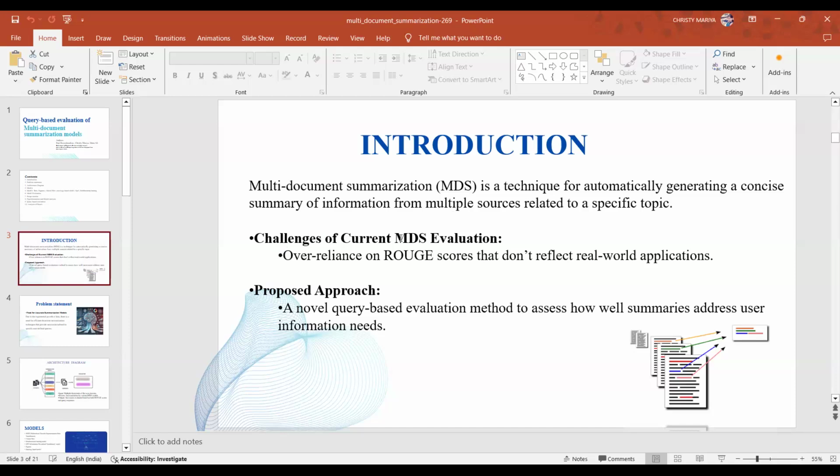The challenge of current MDMS models was that we only used ROUGE score, which does not reflect real-world application. So in our approach, we used a novelty-based, query-based evaluation method, which helps us assess how informative the summaries were to us.